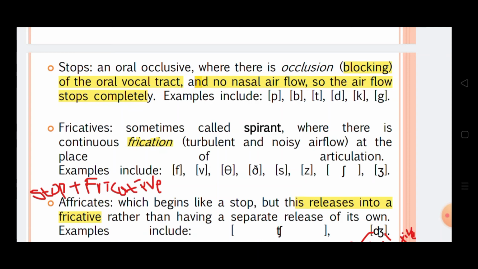So stops. In the production of stop sounds, there is an oral closure or occlusion, which is also known as blockage or obstruction of the oral vocal tract and non-nasal airflow. So basically the airflow stops completely, and examples include p, b, t, d, k, g.